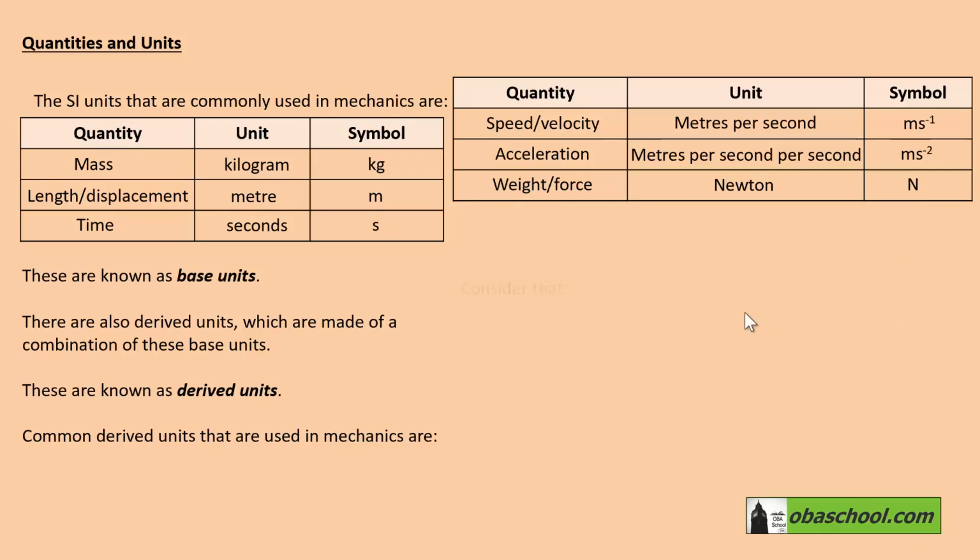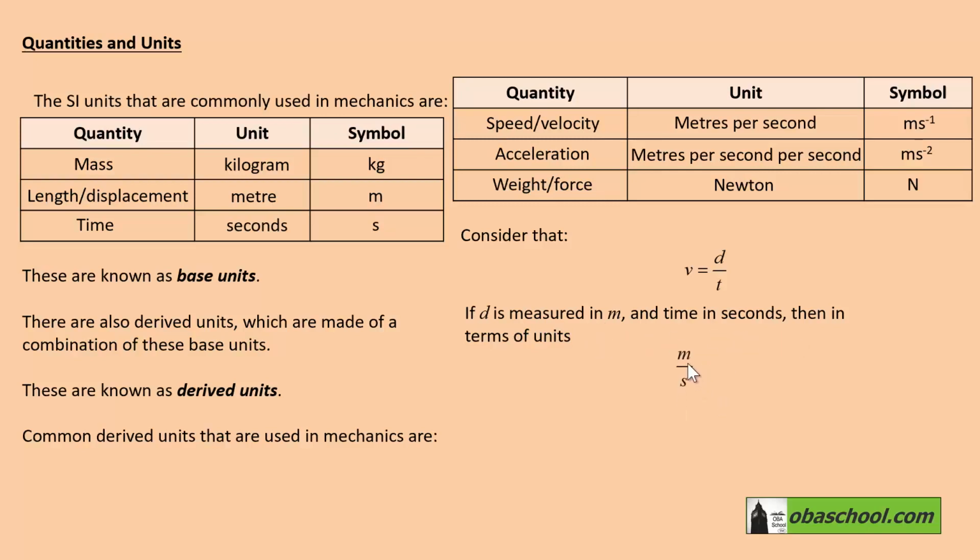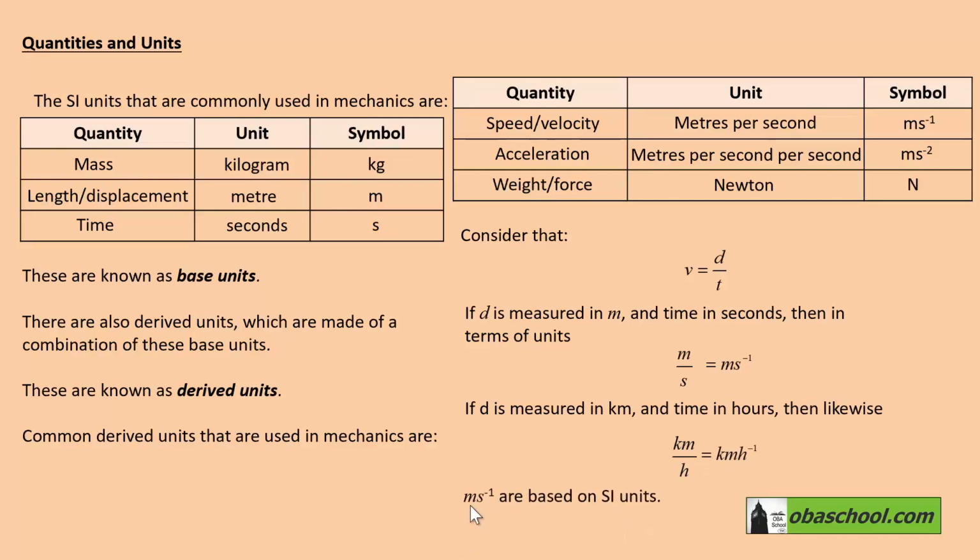So let's just look at these units a bit more. Consider that velocity is distance divided by time. If d is measured in meters and time in seconds, then in terms of units, what we have are meters divided by seconds, which is how we get the unit meters per second. If d is measured in kilometers and time in hours, then we get kilometers per hour. But meters per second are based on the SI units themselves.